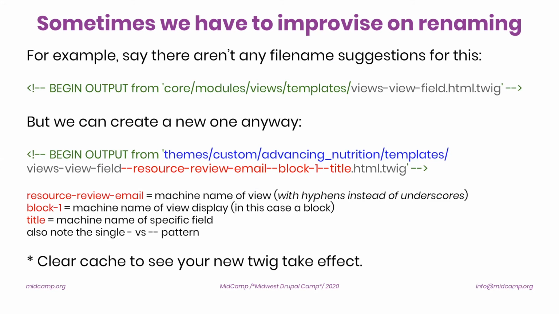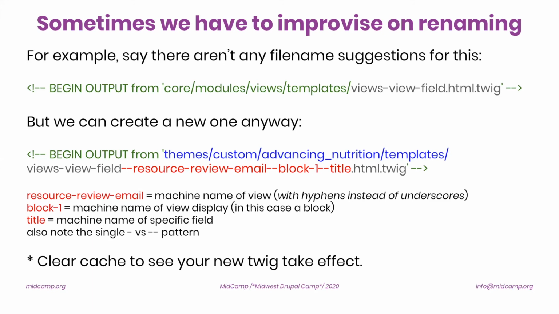And so what I did first is, in blue, you see that's my custom theme folder. I saved it there, and then I renamed it. It's using the same stuff that's in gray there. So it's still called views-view-field. But then the next three words are the machine name of the view with hyphens instead of underscores. So when you edit your view in Drupal, you'll see that machine name, and you just use hyphens instead. So that's the name of the view.